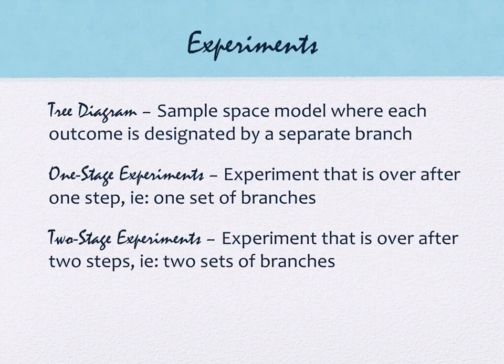What you saw in 9.1 are what are called one-stage experiments. One-stage experiments are experiments that are over after one step, i.e. one set of branches. Okay, so this is the idea of I reached into the sock drawer and I pulled out one sock. I decided I was going to have a kid and I had one kid. I had a whole bucket of marbles and I pulled out one marble. That's a one-stage experiment.